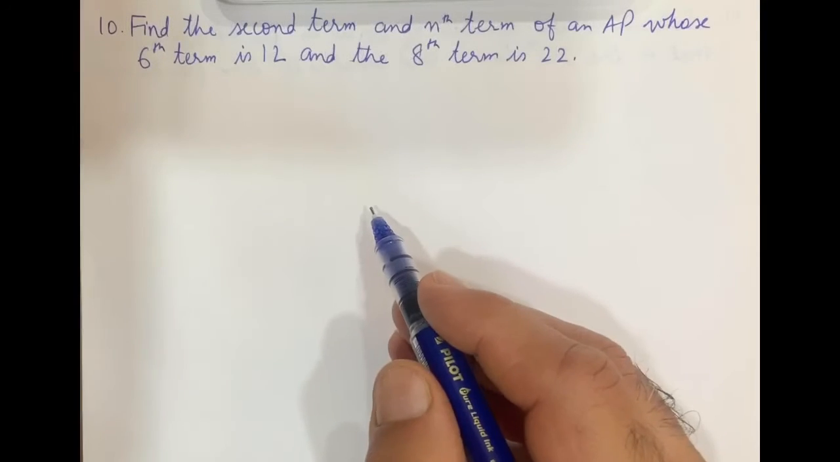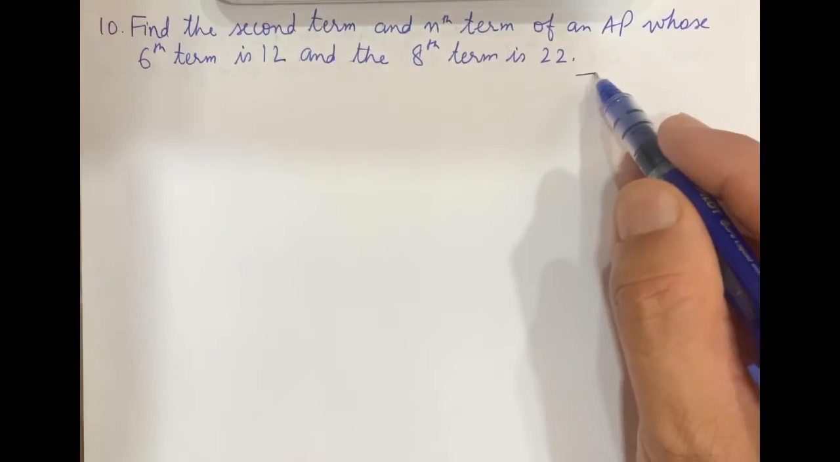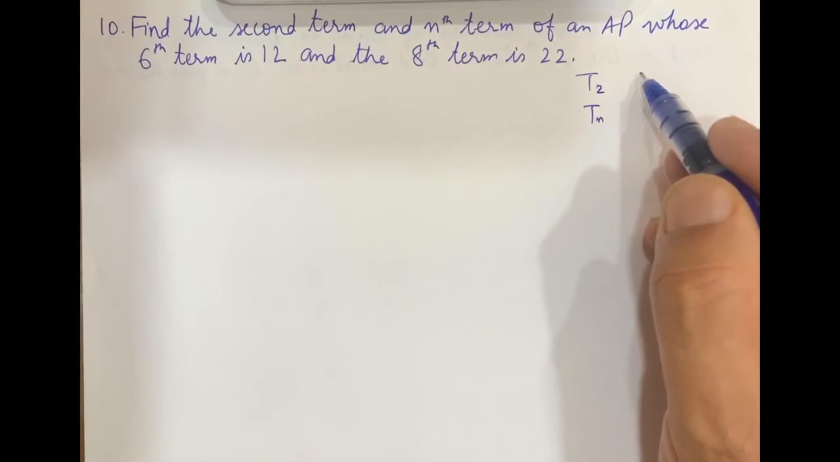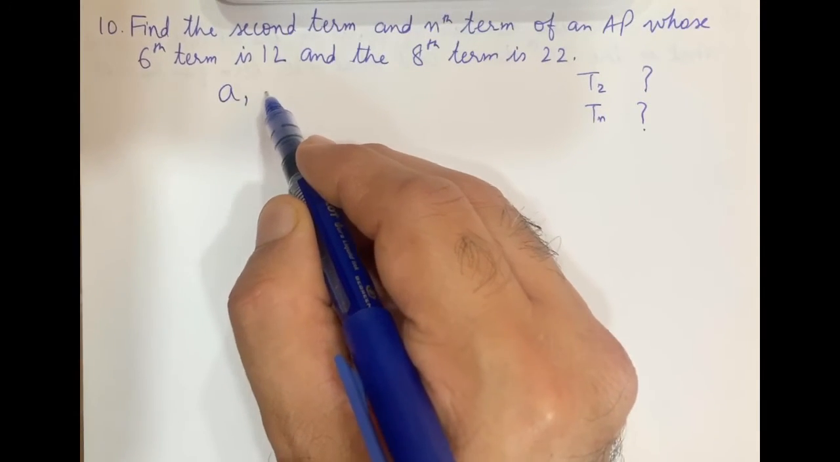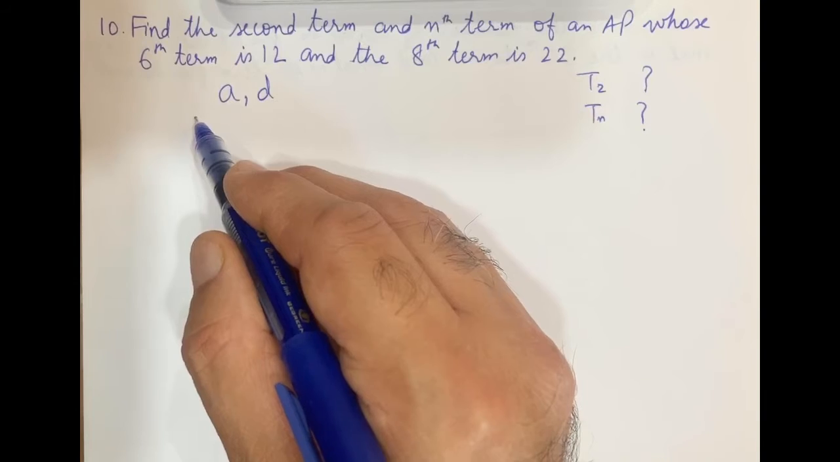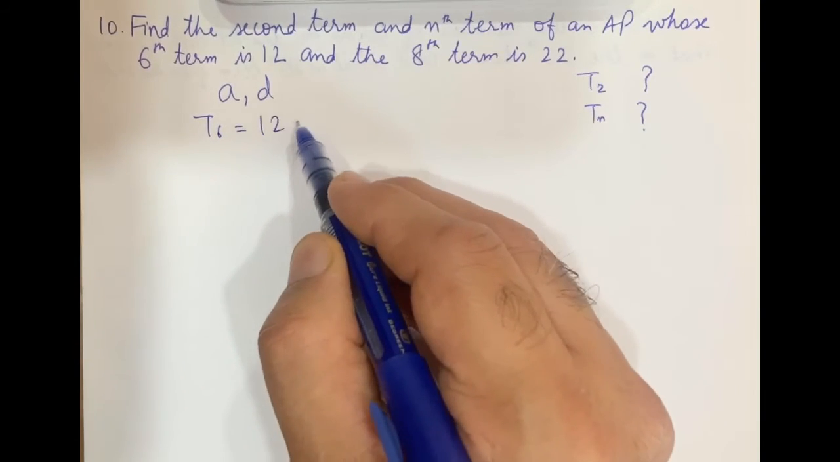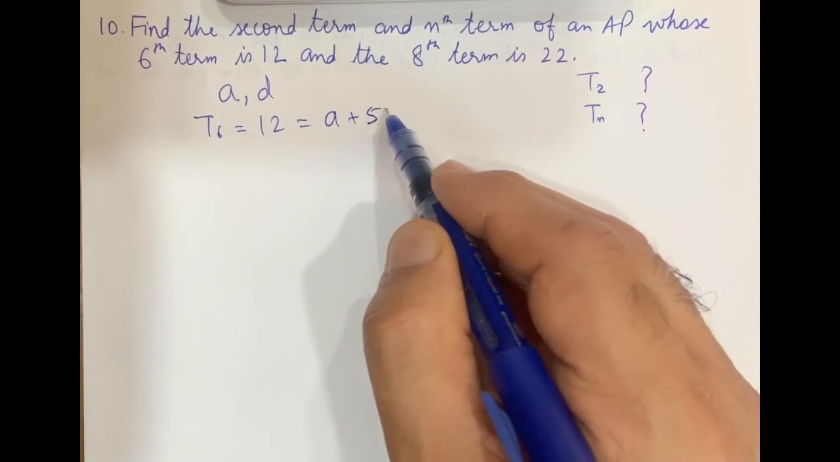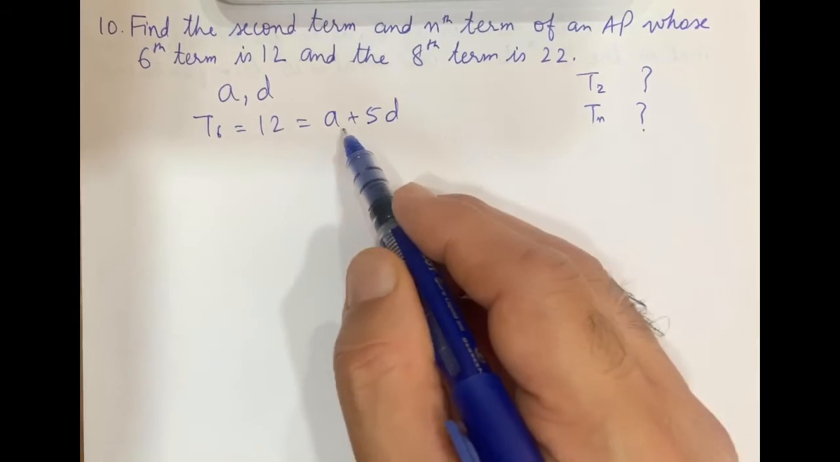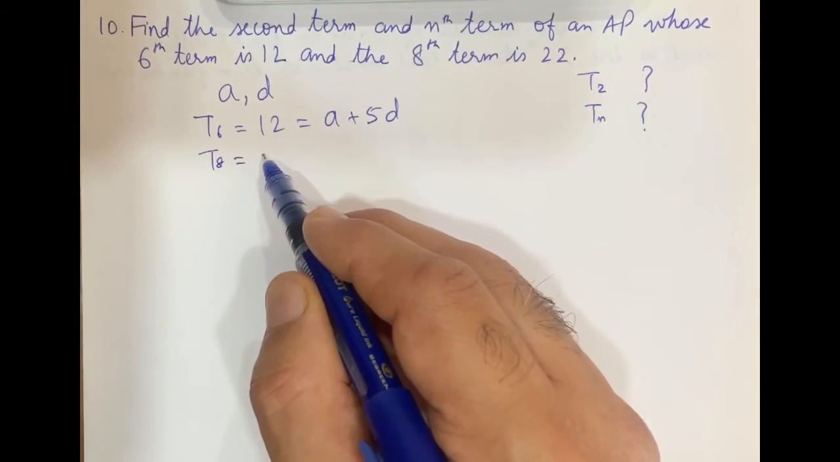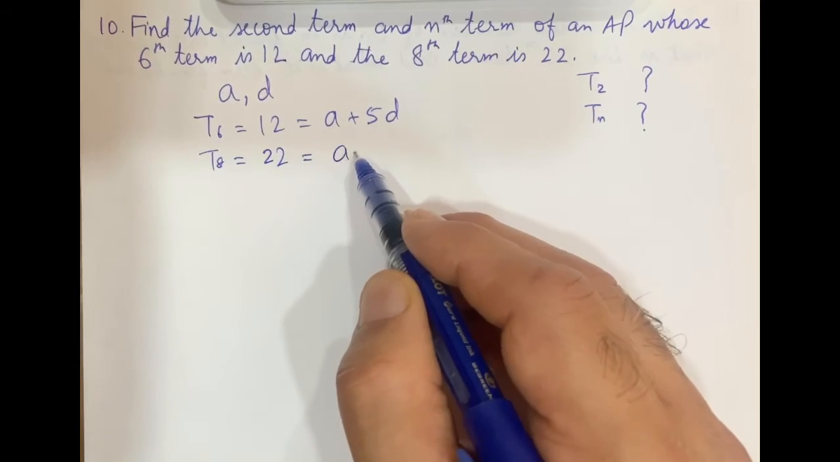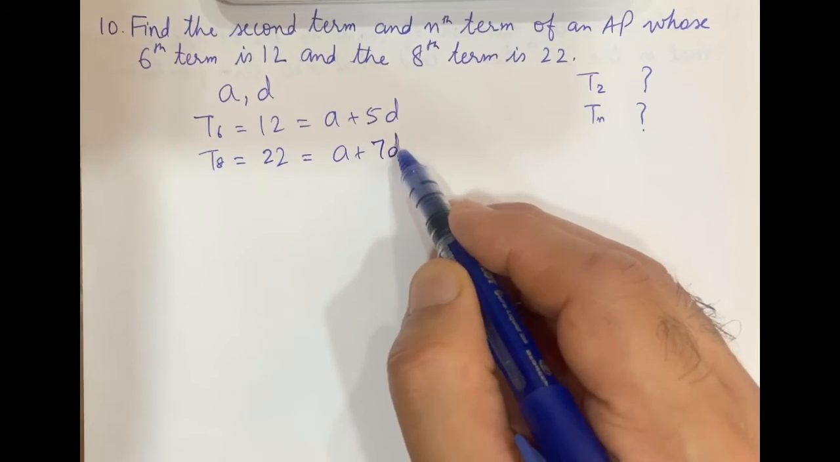Question: we have to find the second term and the nth term, T2 and Tn, of an AP whose sixth term is 12 and eighth term is 22. So let's say first term is A, common difference is D. Sixth term is given 12, that's A plus (6 minus 1), that is 5D. So A plus 5D is 12. Eighth term is given 22, that's A plus (8 minus 1), that is 7D.